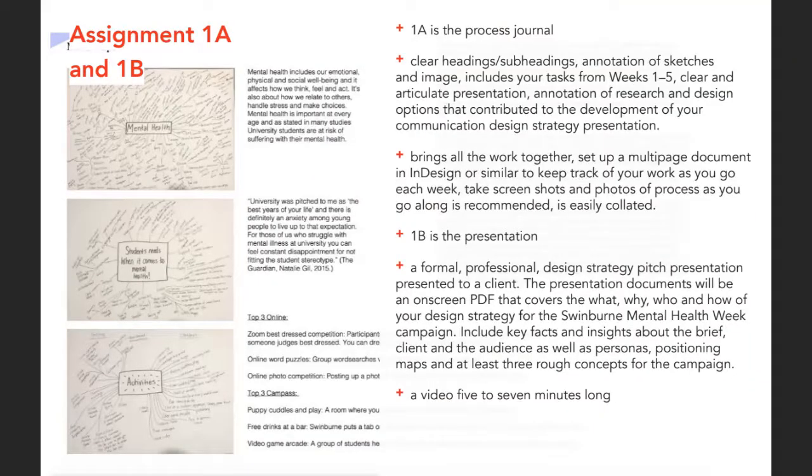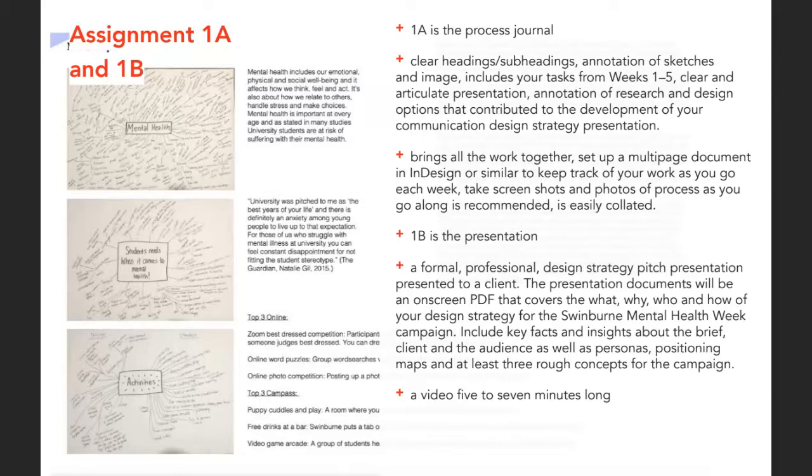So the first part of the assignment is the process journal. Here are some examples down the side here, and I've also got one to show you as well. But it is a third year unit, so you want to consider how you will lay this out. You want to use clear subheadings and headings, annotate your sketches like these ones here, include your tasks from weeks 1 to 5, and describe in your reflection how it's contributed to the development of your communication design strategy for your project.